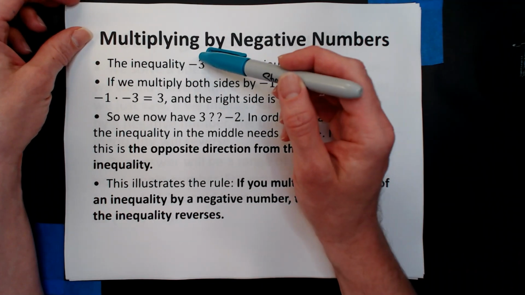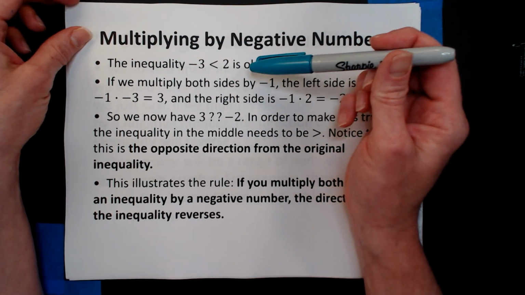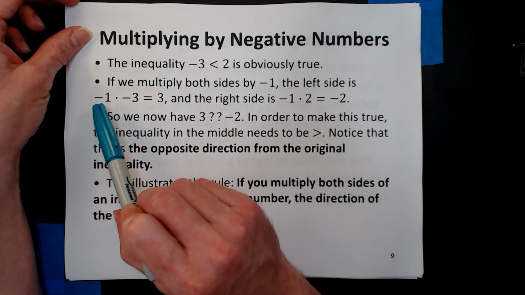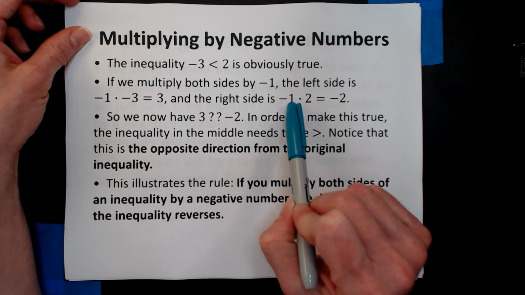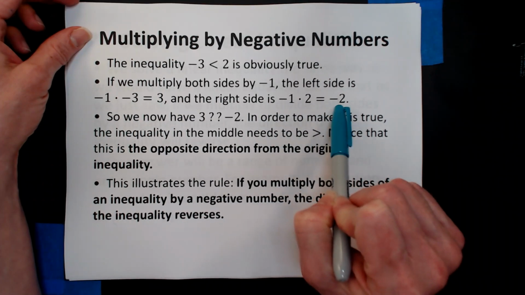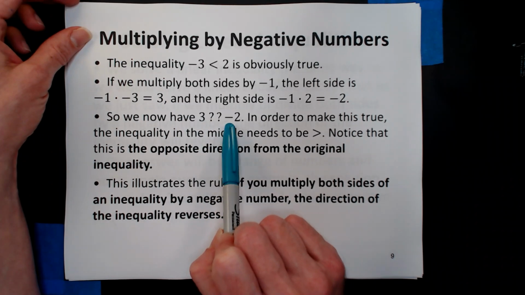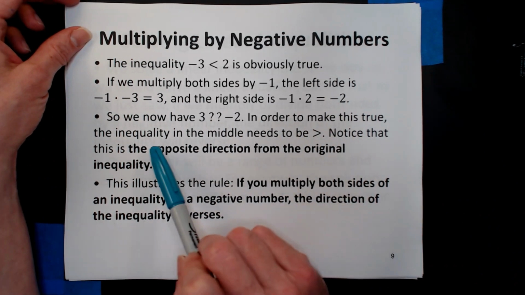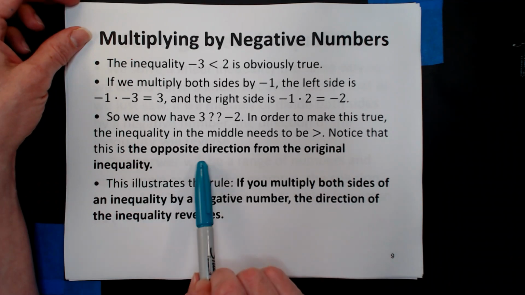Alright, the inequality negative 3 is less than 2 is obviously true. If we multiply both sides by negative 1, the left side is going to be negative 1 times negative 3, which is equal to positive 3, and the right side is negative 1 times 2, which is negative 2. So now we have 3 is in some relationship to negative 2. In order to make this true, the inequality needs to be greater than. Notice that this is the opposite direction from the original.